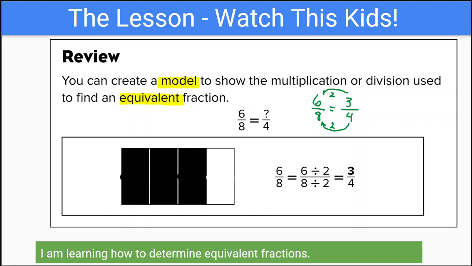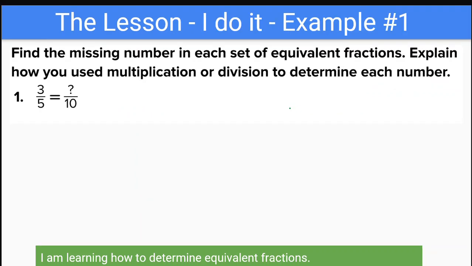Now you could do it the opposite way. You could go 6 divided by 2 is 3, and 8 divided by 2 is 4. And so these are equivalent fractions right here. All right, let's take a look at another one.